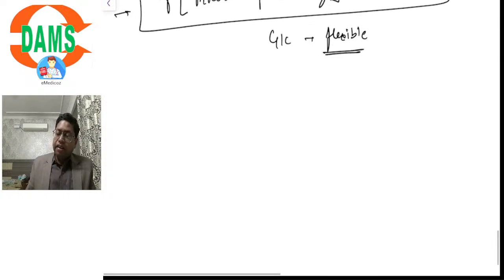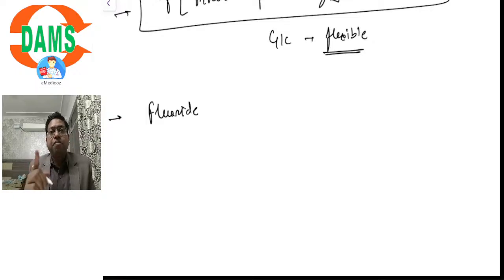If we talk about fluoride release, we have seen that fluoride ions are present in the powder particle, which are liberated when the acid attacks the powder particles, but they do not take part in the cross-linking or reaction.